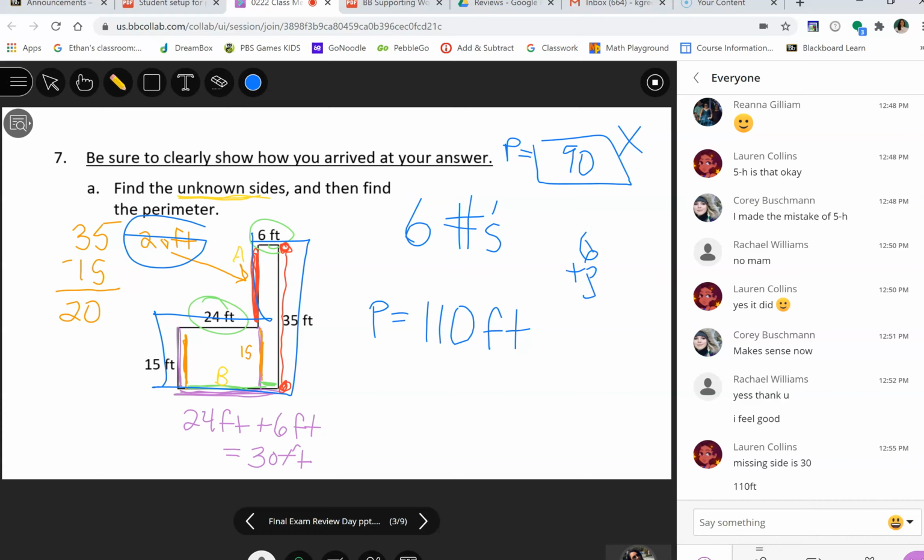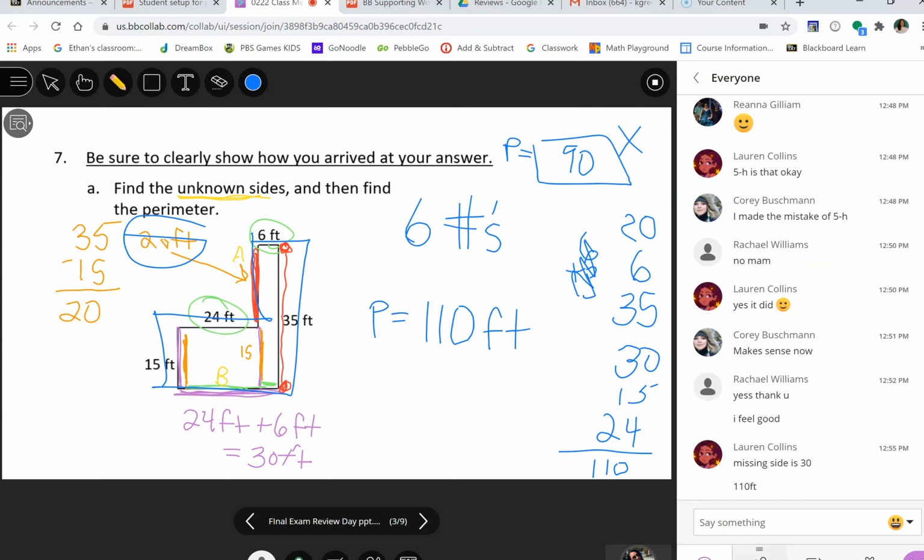Sorry, my stylus isn't picking up very well. 6 plus 35 plus 30 plus 15 plus 24. And if you did that and I saw, oh, you just forgot one of the sides, I could give you partial credit. Of course, we have to add the 20 and all that to get the 130. Okay, any questions or comments on this one?